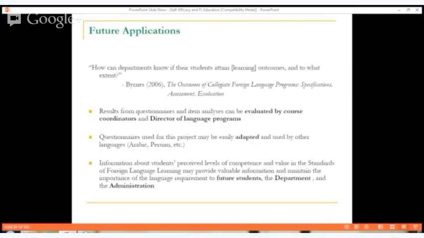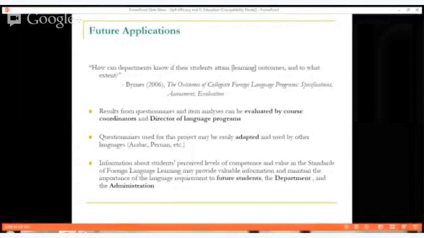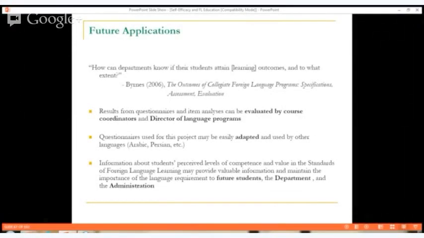What's interesting about this is Heidi Burns talked about how departments can know if their students attain learning outcomes and to what extent. Well, self-efficacy does not provide you with exact information about whether or not they've attained your learning outcomes. However, we know whether or not they perceive themselves as capable of attaining those learning outcomes. And as we know that self-efficacy is closely linked with achievement, we can have some level of understanding of what's happening in our curriculum. So results from these questionnaires can be evaluated by the coordinators, by the director of language programs, by teachers. It can be done on a global level or an instructor level, and it can be easily adapted. I have all of these questionnaires on my website. They can easily be adapted and used by other languages.